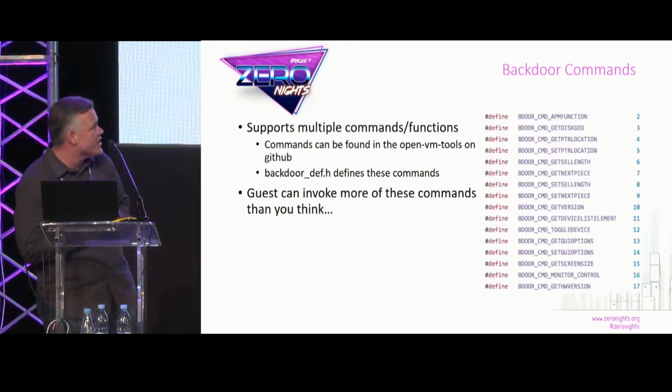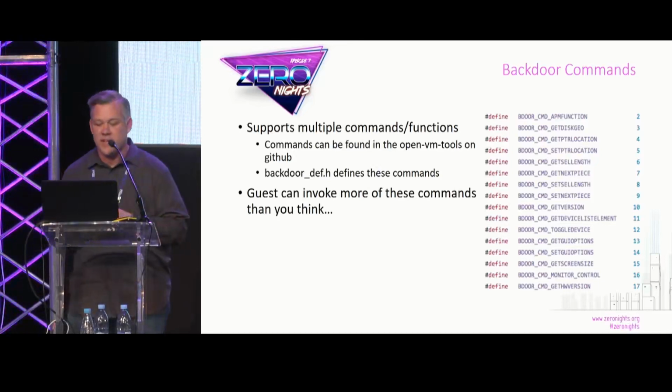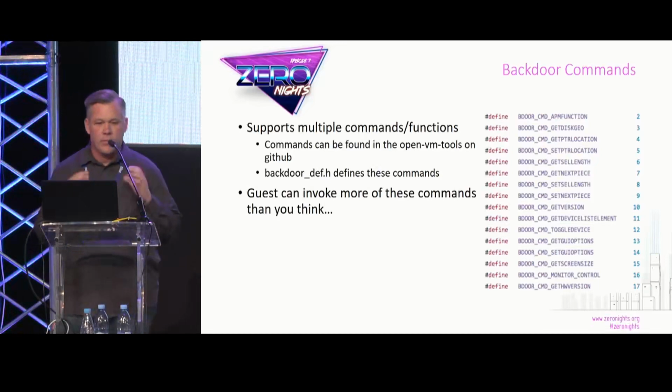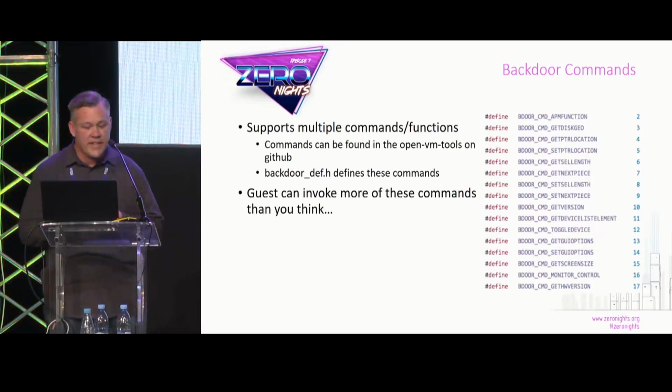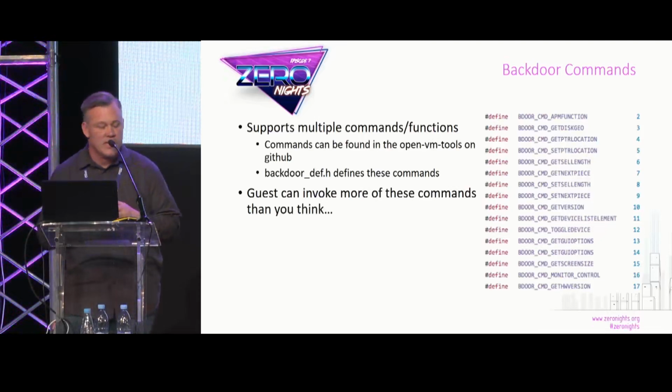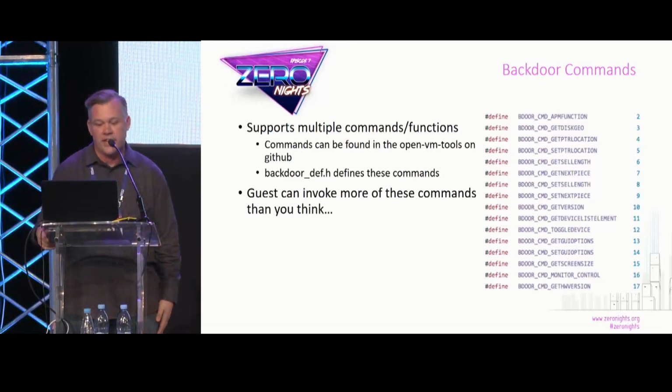We took a screenshot there just to give you an idea of the different types of commands that are available. And when you talk about RPC, you're looking at the command 1E in hex, and that's what we're going to be targeting today. But there is a bunch of different things: get next piece, get version. All of these different commands can be invoked from the guest and trigger code in the underlying host operating system.